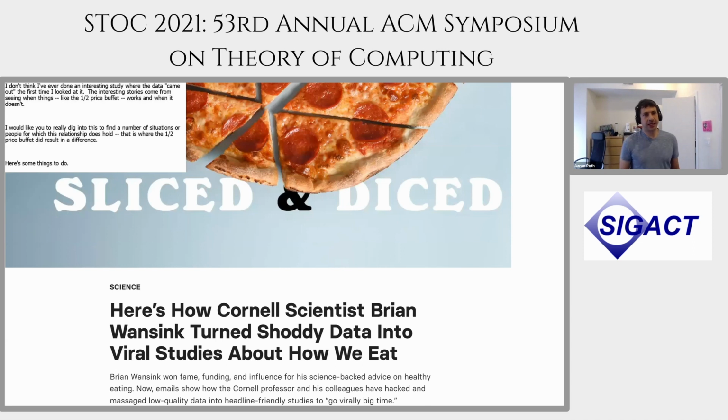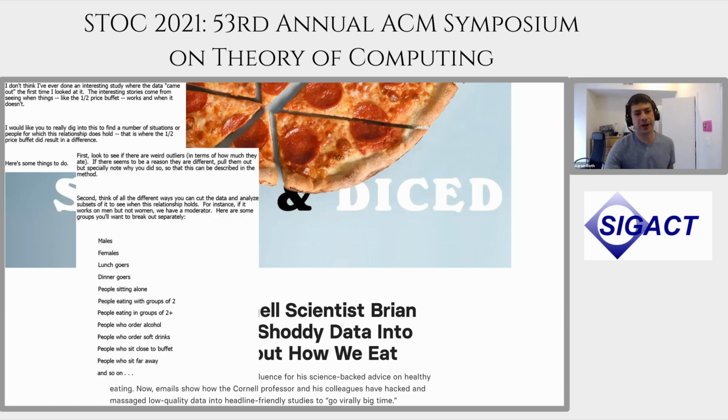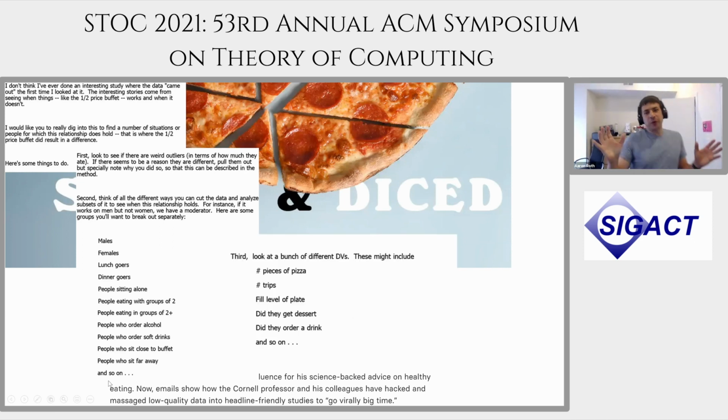And Dr. Wansink was investigating basic science about half-price buffets, and here was a correspondence between him and a young researcher who was joining his lab. He was instructing them on how to dig into the data. And he says, well, you don't really know what you're looking for until you see the data, right? We want to know how half-price buffets affect people's behavior. There's many kinds of people, so you shouldn't just consider them all: consider men, consider women, consider people who are going for lunch, for dinner, people sitting alone, people in groups of 2, people in groups of 3, and so on. And we don't really know what we're looking for.